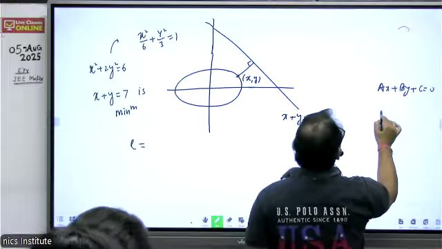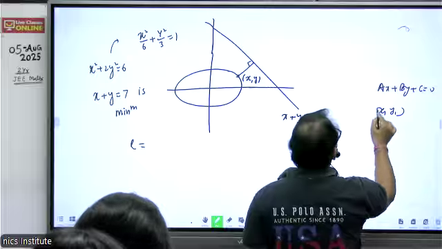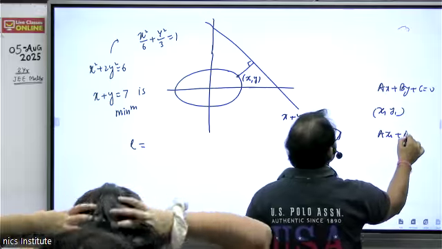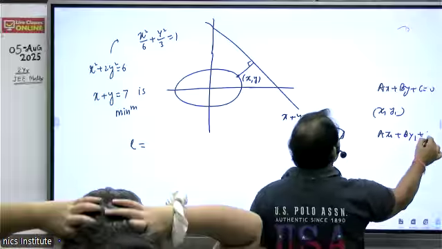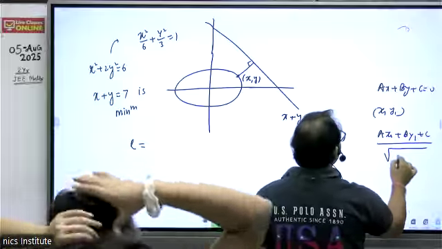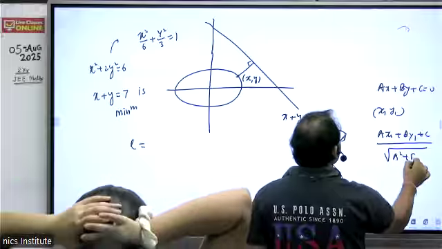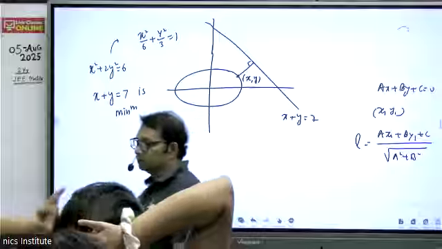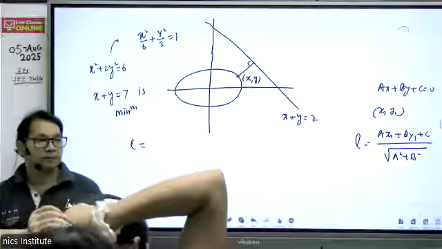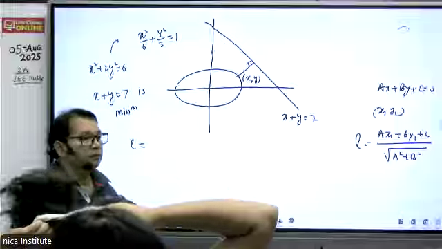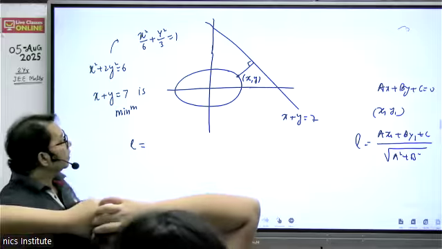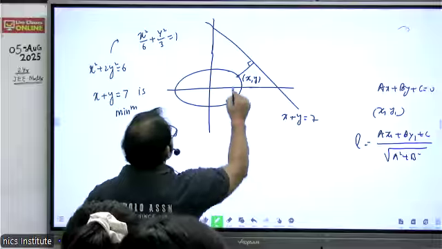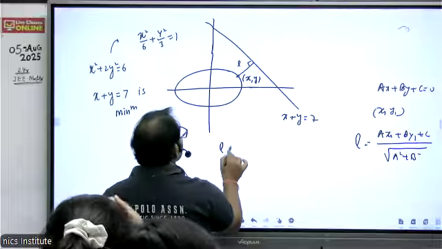Substitute the point in the line. This you have already done. Substitute the point in the line and then divide by root of a square plus b square. So this is nothing but the distance between a point and a line. So x comma y is a point on the ellipse. The line is this. So this length L will be how much?